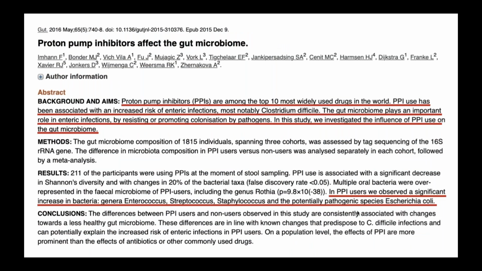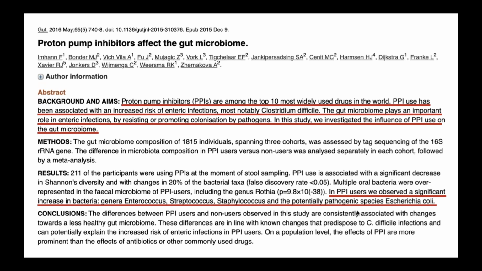A second article emphasizing even further that proton pump inhibitors can disrupt the microbiome is titled Proton Pump Inhibitors Affect the Gut Microbiome. In the article, they say proton pump inhibitors are among the top 10 most widely used drugs in the world. PPI use has been associated with an increased risk of enteric infections, most notably Clostridium difficile. The gut microbiome plays an important role in enteric infections by either resisting or promoting colonization by pathogens, so it really depends on the individual microbiome. In this study, we investigated the influence of PPI use on the gut microbiome.